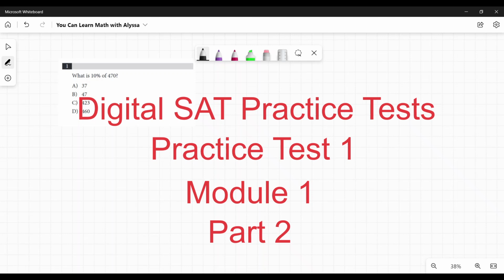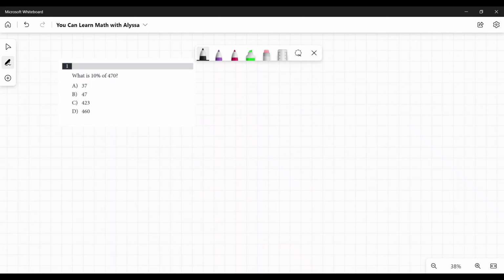I'm going to go through each of these step by step. I'm going to try to give you some tips along the way, some little tricks and shortcuts to make your times a little bit faster. In this Module 1, Part 2, calculators are allowed. So let's get started. Jumps will be in the description below to each question in this part.